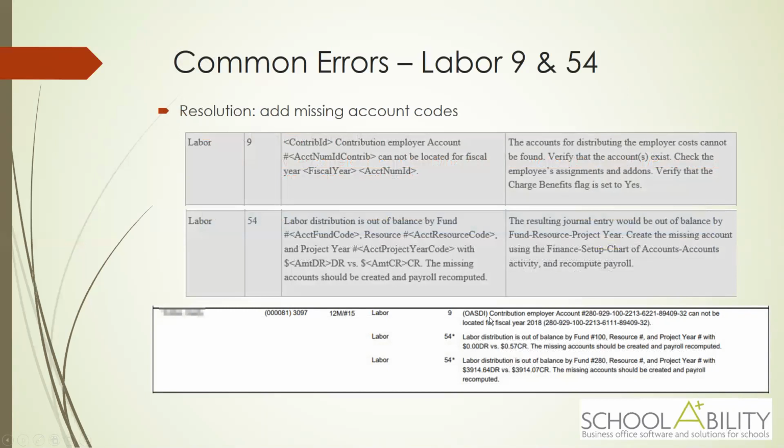So in this case, from this type of error, where it had this description, it had missing account codes that then had to be added within the fiscal section. Once they were added, we had to reinitiate pay, so that way the system pulls that data in, and then those errors will get cleared.